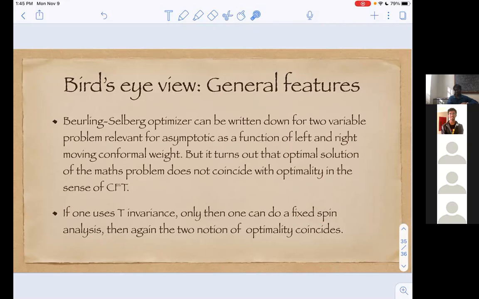So either I have to do an analysis which is only a function of delta, or I have to do an analysis using T invariance, project onto fixed spin, and then do a delta dependent analysis. Only in these two scenarios does the notion of optimality from the mass problem match the notion of optimality from the CFT problem.